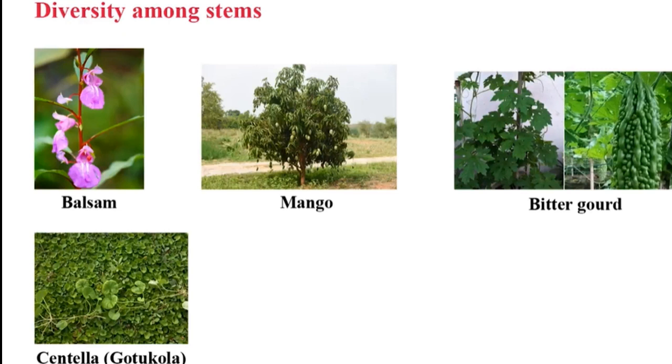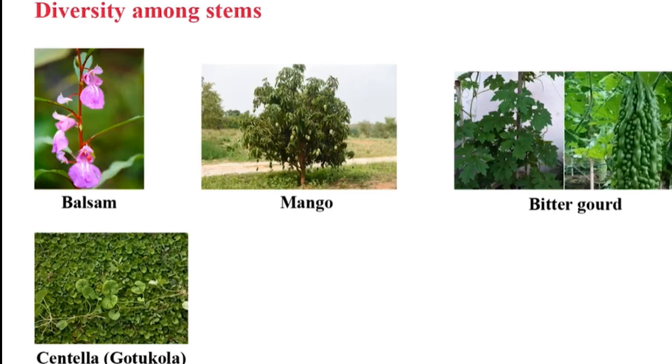Look at the mango tree, children. It has a woody stem. It's a very strong stem. And you all can see there are branches. Even in this picture, you can't see branches because it is full of leaves. But still, you know that mango tree has branches. Okay, and it is a strong woody stem.